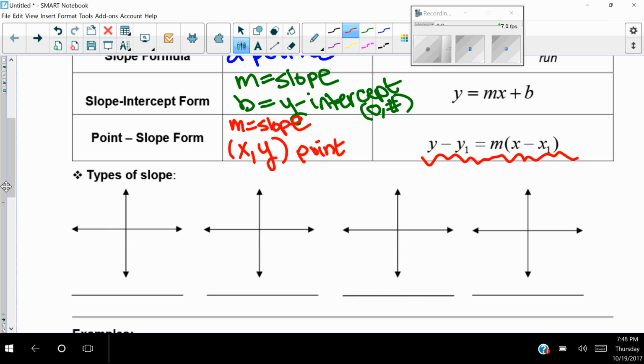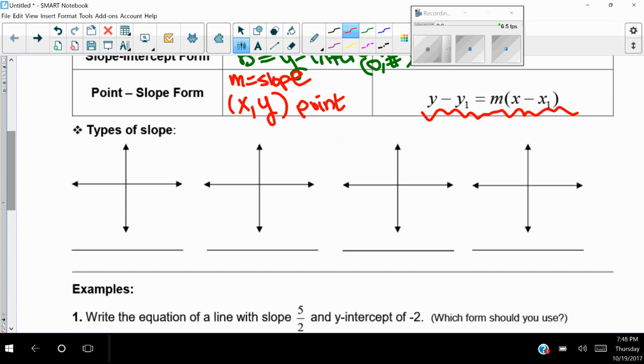So I want to review the types of slopes. We have 4 different types of slopes. We have lines that increase from left to right, and these are positive slopes. We always go from left to right, just like we're reading, and if it goes up, that slope is positive. From left to right, if we're going down, that slope is negative.